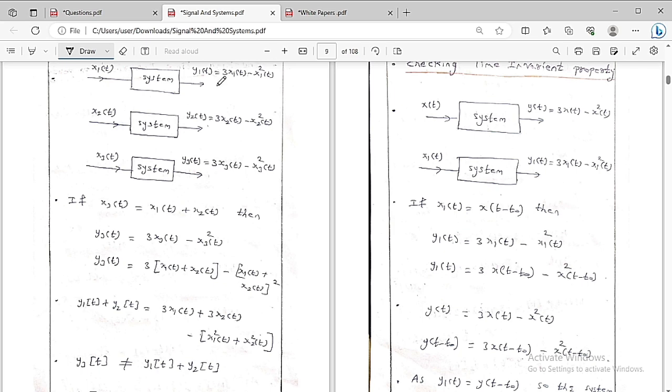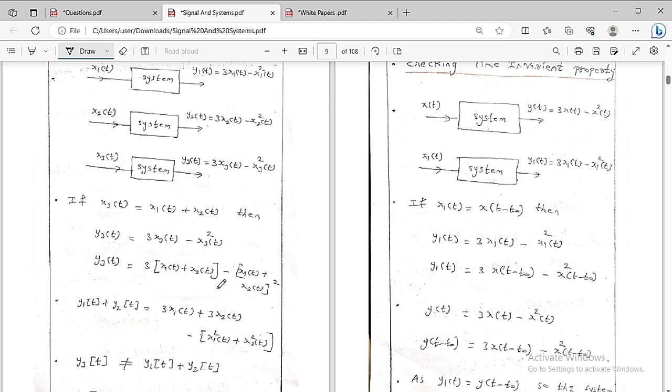Now I am going to do the summation of the two previous outputs also. So y1 of t plus y2 of t, I get 3 into x1 of t plus 3 into x2 of t minus x1 of t whole square plus x2 of t whole square. If you compare these two things, they are not the same. They are different. Here there is an extra quantity of 2 into x1 x2, but there is no extra quantity there. So definitely we can say these are not the same.